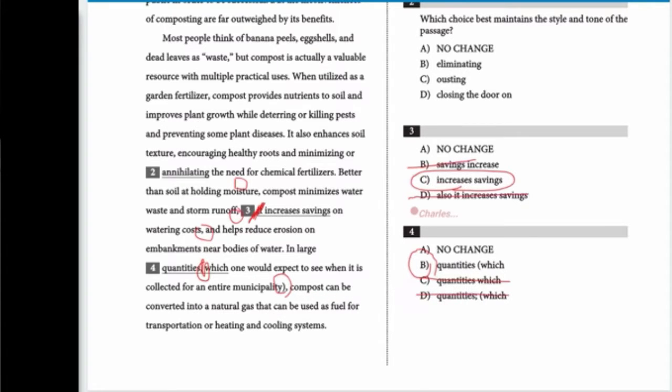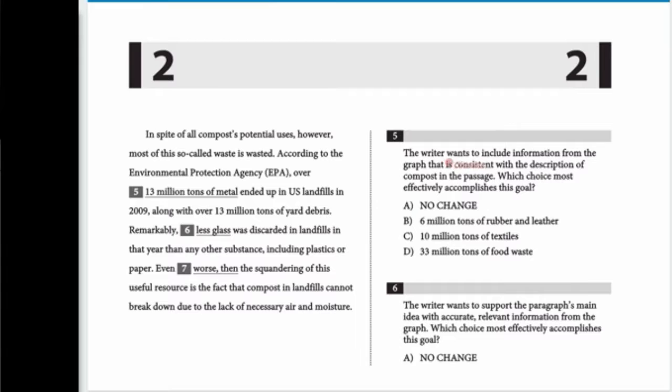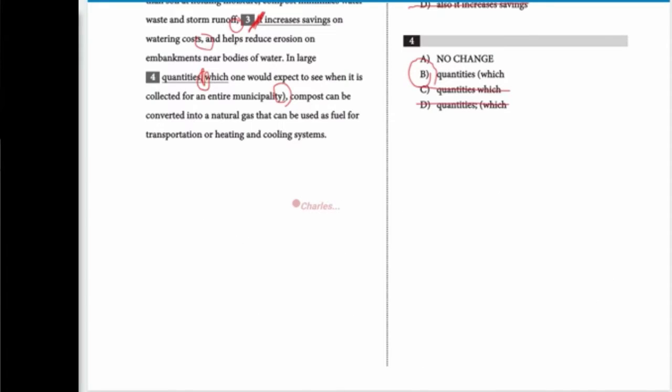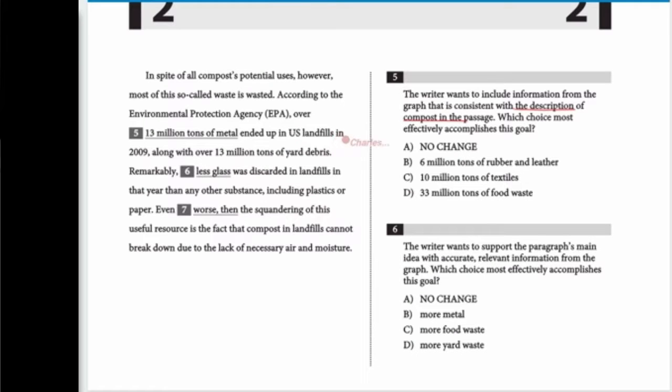Okay. Number 5, the writer wants to include information from the graph that is consistent with the description of compost in the passage. So what's the description of compost in the passage? I'm pretty sure it was yard waste and food. So the answer that meets the description of compost is not metal, it's not rubber and leather, and it's not textiles. It's going to be 33 million tons of food waste. So the correct answer for 5 will be D.